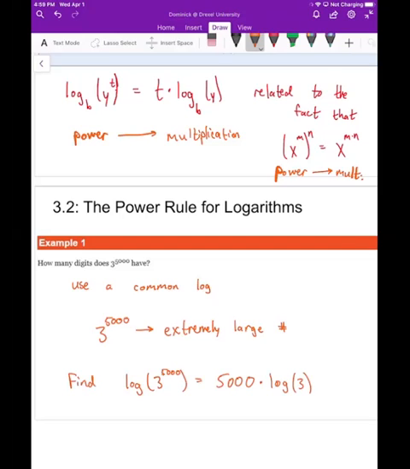Now if I find log of 3 on a calculator, I'm going to get 5,000 times 0.4771 something, right? Now if I multiply this by 5,000, I get that this is 2,385.61 roughly. Okay, now what does this mean?